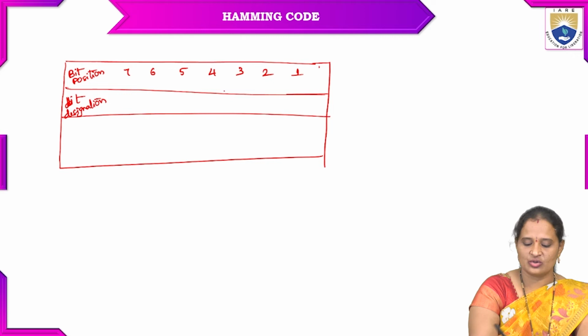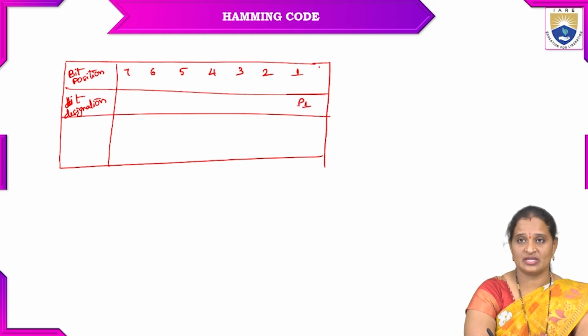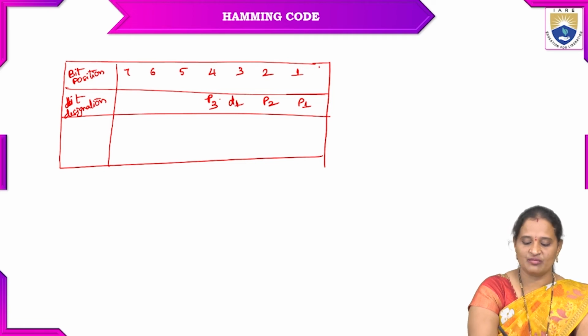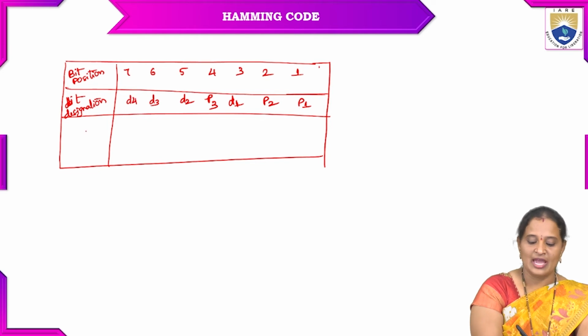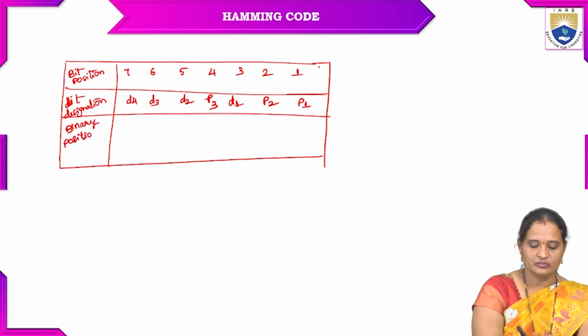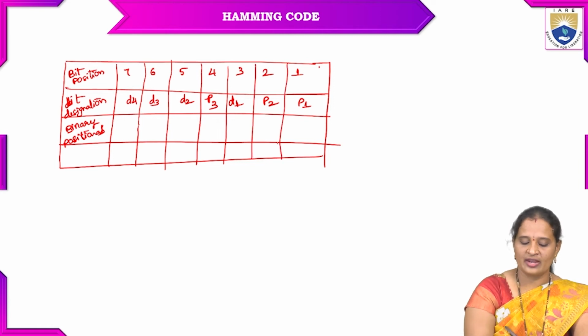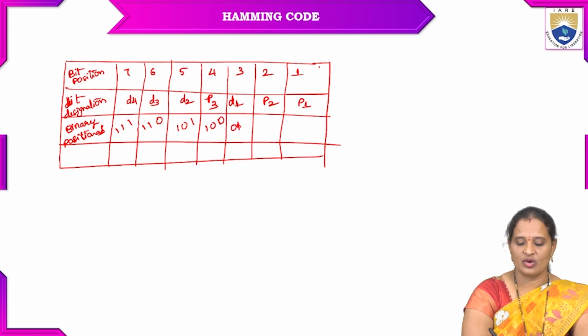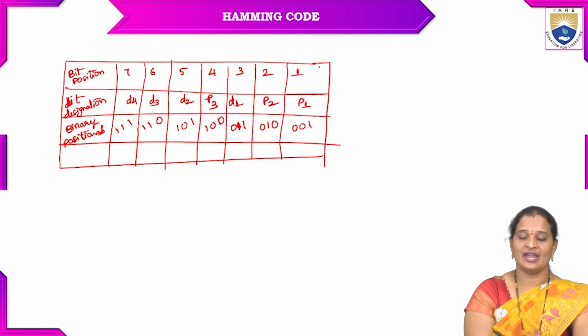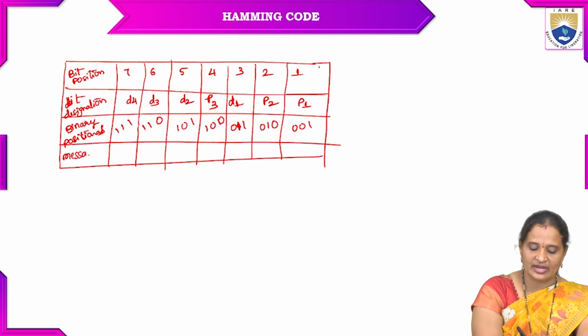Bit designation means what? The first position is represented as parity bit 1, then parity bit 2, whereas the fourth position is represented as parity bit 3, and the others are D1, D2, D3, D4. And then we are going to write the binary positions. So I'm writing the binary values of the positions. How can I write 7? I can write 7 in binary as 111, 6 as 110, 5 as 101, 4 as 100, 3 as 011, 2 as 010, 1 as 001. Right? Now, these are message bits, or we can also call them data bits.